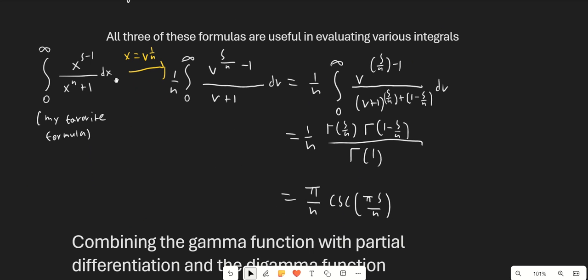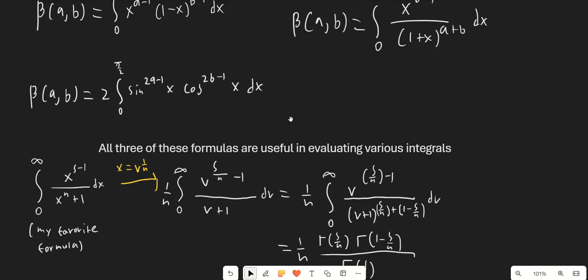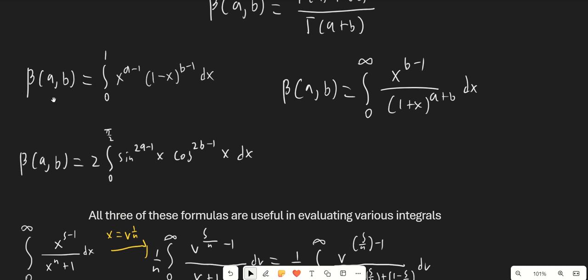This is my favorite integral formula. The integral from 0 to infinity of x to the s minus 1 over x to the n plus 1. And so this is one of the cases where the beta function can absolutely destroy this integral and make the proof really, really, really easy. So if we let x equal v to the 1 over n, we're going to get this expression right here. And then we just have to rewrite it in the form of this expression for the beta function. So it's really useful to sort of remember all three of these.